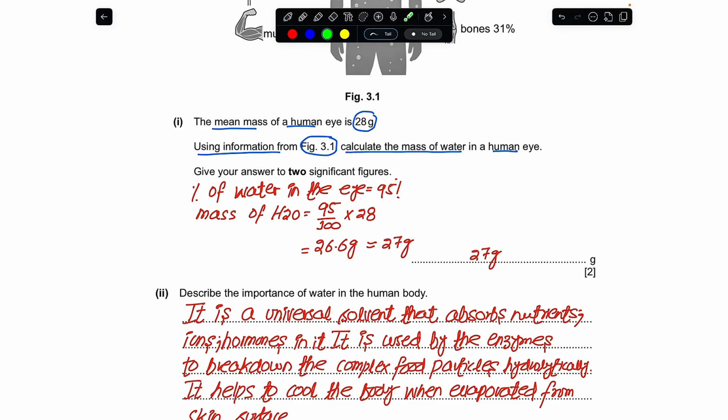Since we have to be writing to two significant figures, these are two significant figures, but after the point, this is beyond 0.5. So I would round it off to 27 grams, and here we have got the final answer. Any student who would have written 26.6 grams would only get 1 mark.